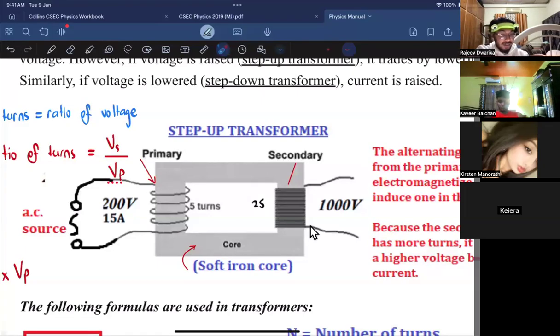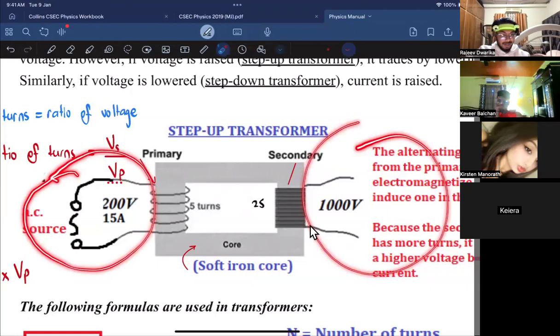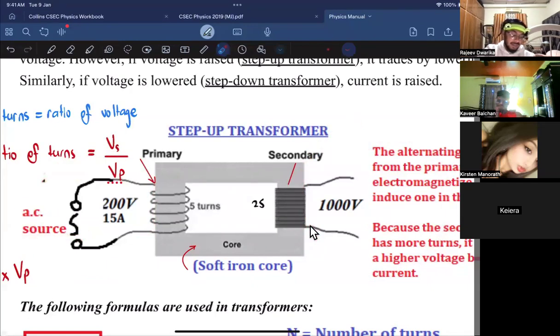A transformer, you put in a voltage, you either get a lower voltage or a higher voltage. That's it. So Kira, this is the input here. This is the output. That's why it says AC source. You're going to apply a source over here, and you're going to get your output.